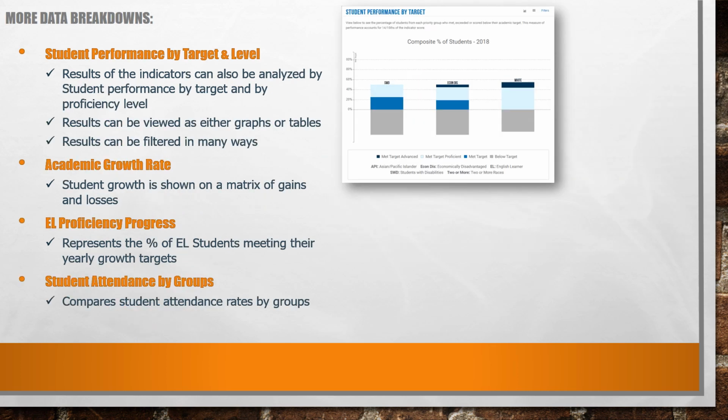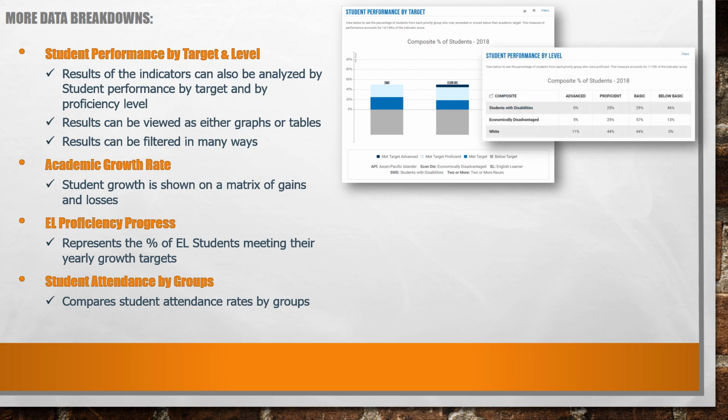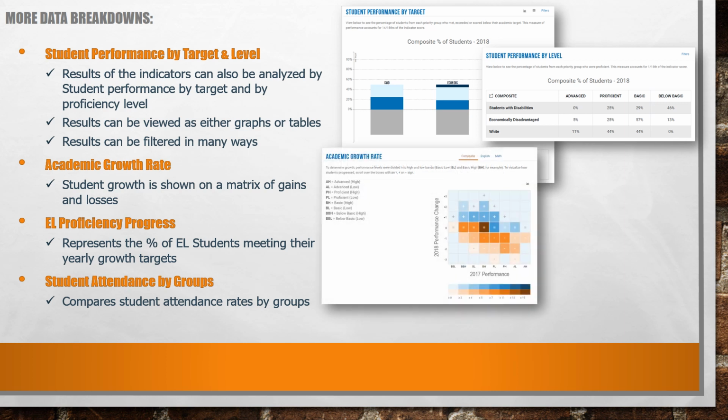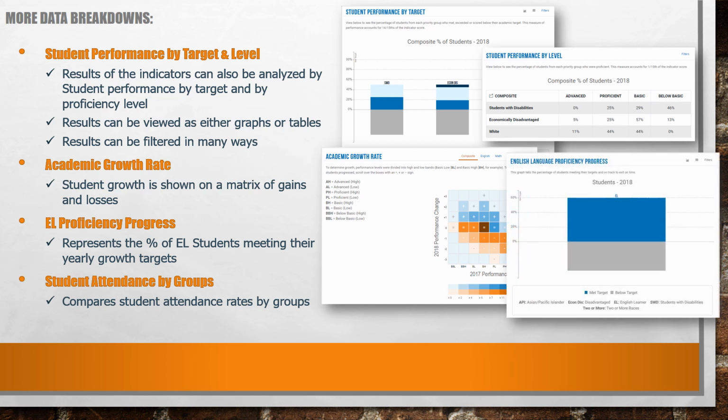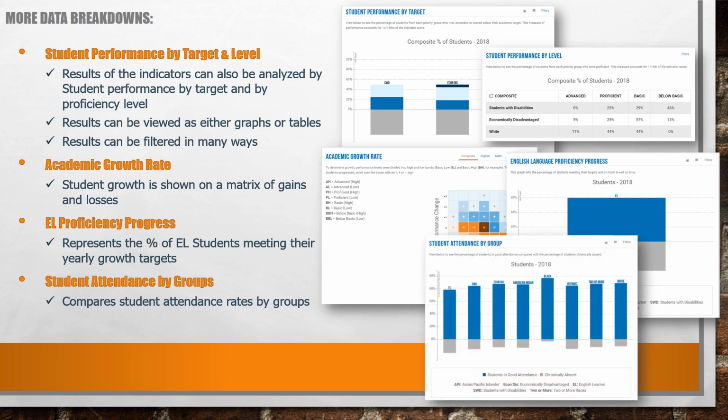Results of the indicators can also be analyzed by student performance by target and by proficiency level. Results can be viewed as either graphs or tables and can be filtered in many ways. The academic growth rate shows a matrix of gains and losses. The EL proficiency progress represents the percentage of EL students meeting their yearly growth targets, and the student attendance by groups shows attendance rates.